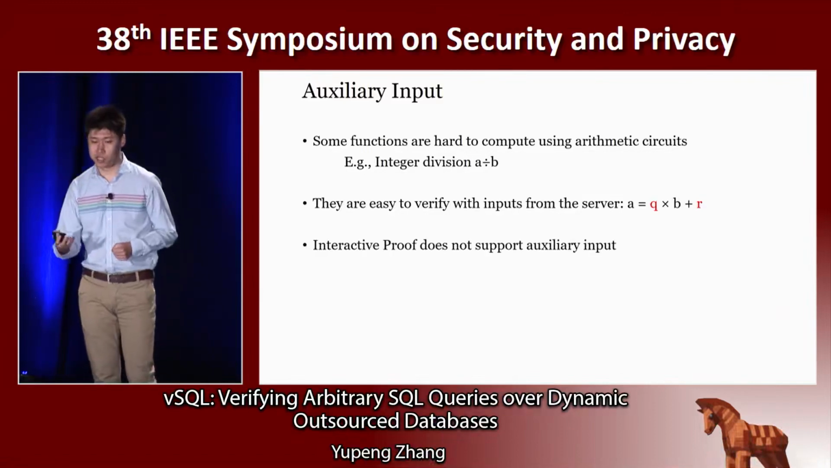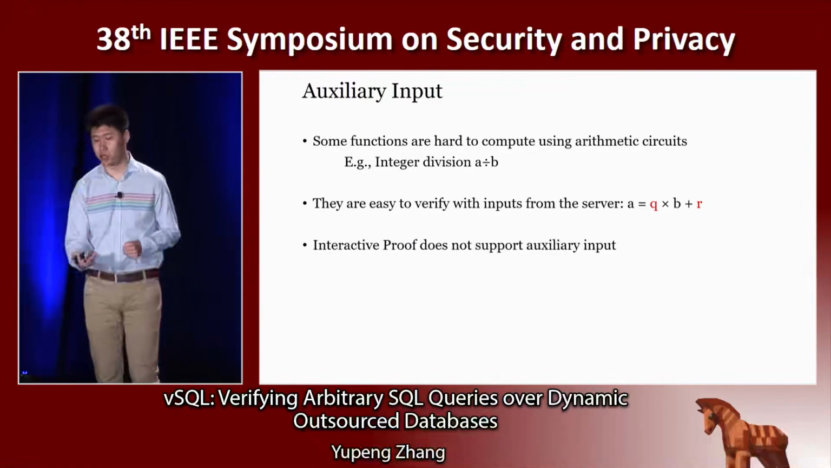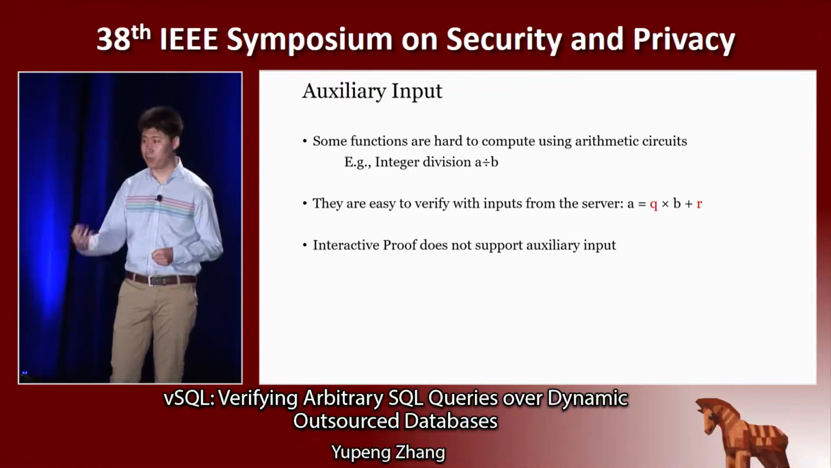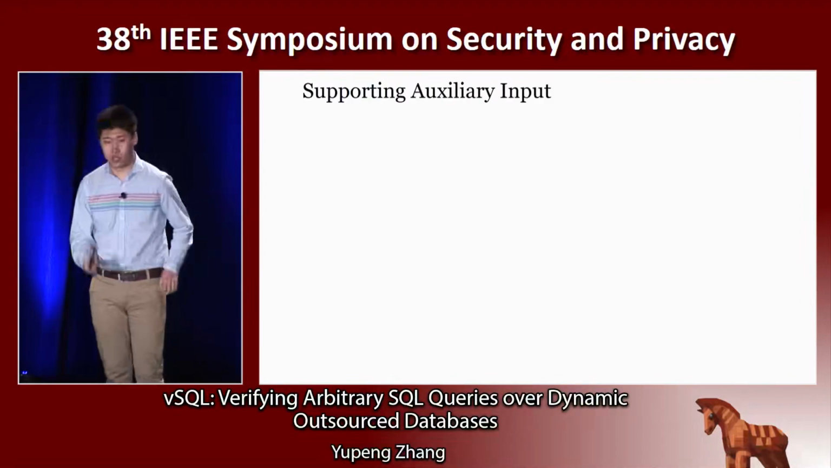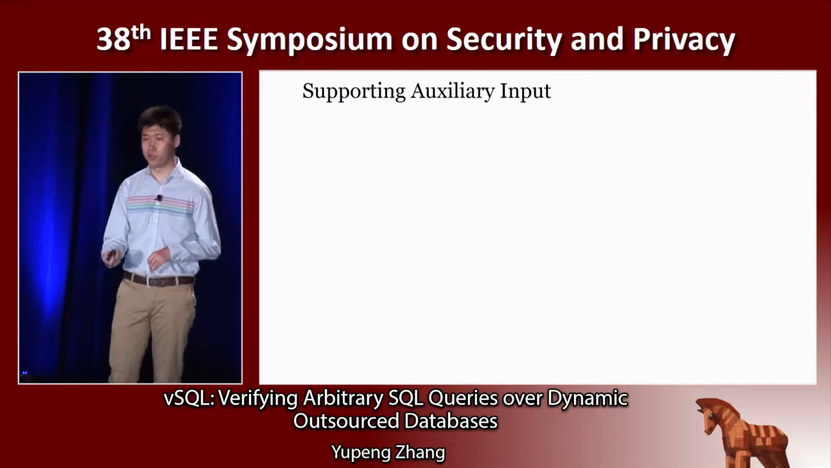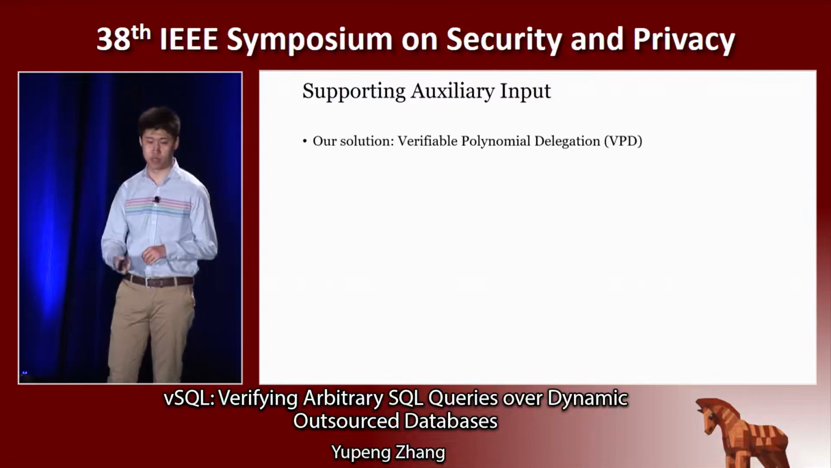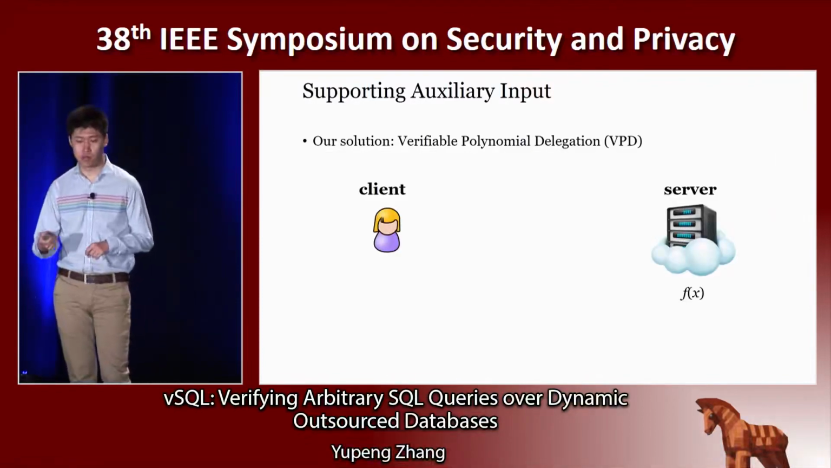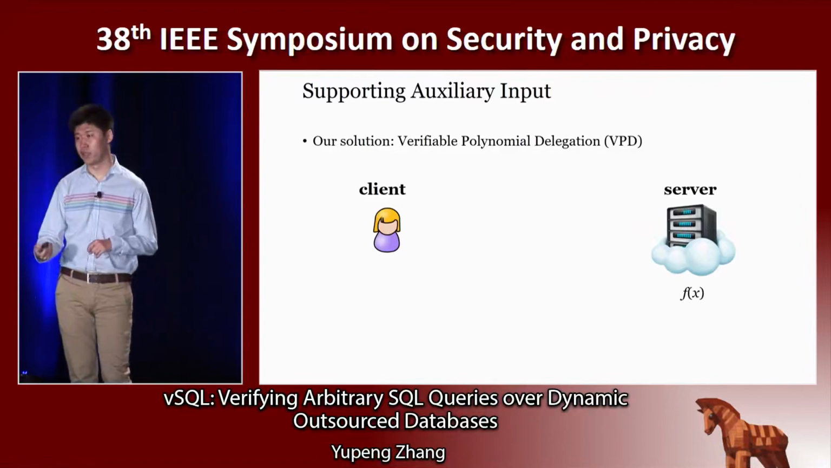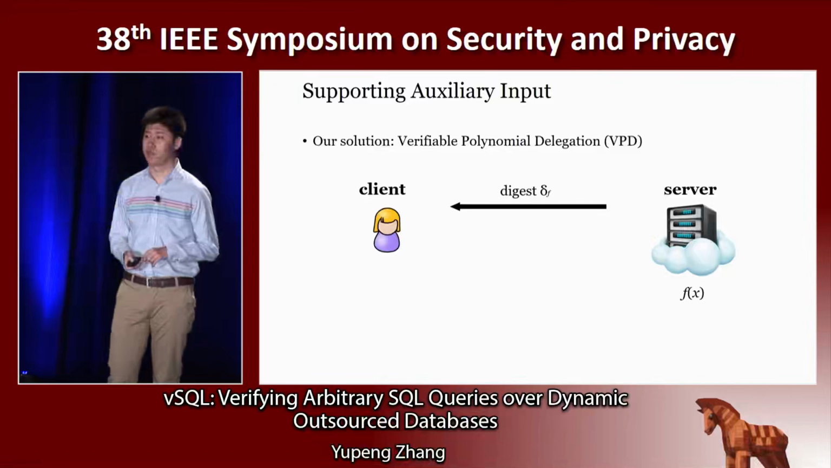That's why auxiliary input is useful, but interactive proof cannot support it. Again, because at the last step, the client needs to access the whole input. So in our paper, we support auxiliary input using the exact same construction, verifiable polynomial delegation, in a slightly different way. Here, we also allow the server to have a polynomial in mind and commit to this polynomial by sending the digest to the client.